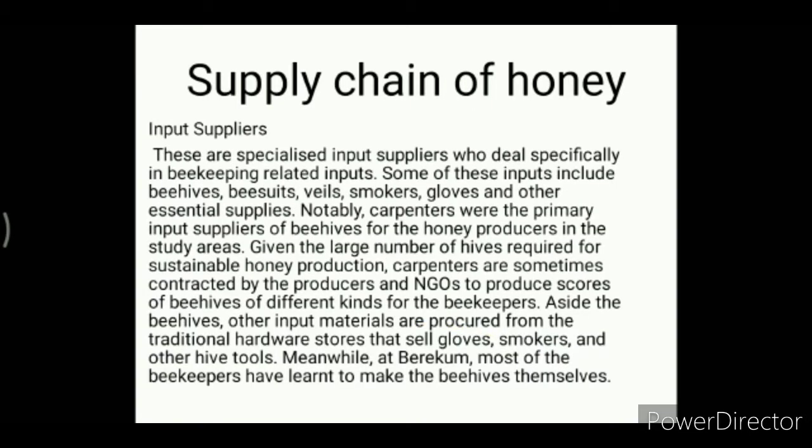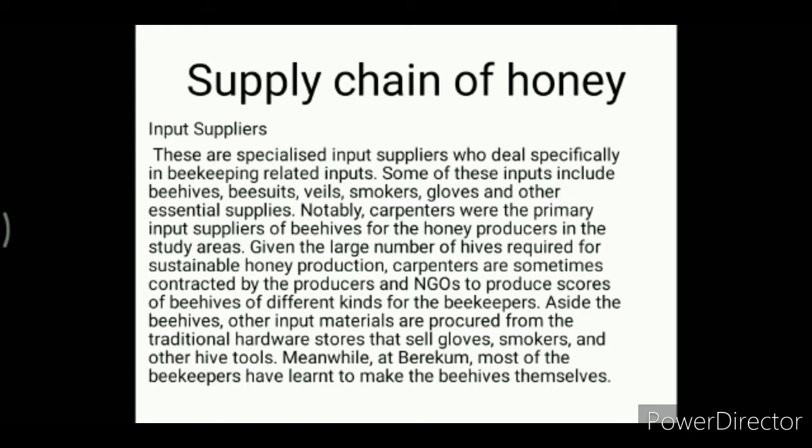Input supplier. These are specialized input suppliers who deal basically in beekeeping related inputs. Some of these inputs include beehives,bee boxes, veils, smokers, gloves and other essential supplies. Notably, carpenters were the primary input suppliers of beehives for the honey produced in the study areas, given the large numbers of beehives required for sustainable honey production.